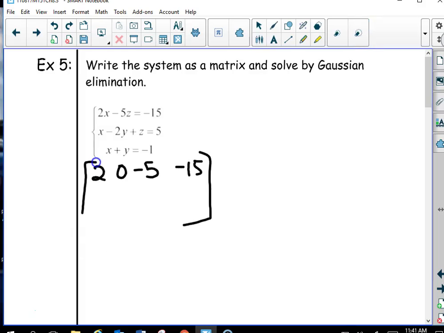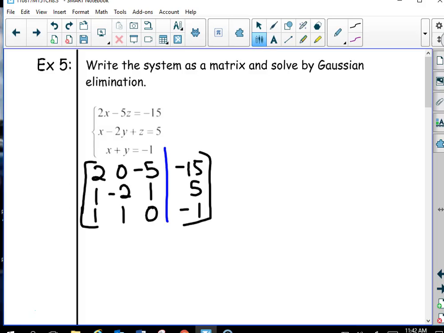And 1x minus 2y plus 1z equals 5. And then 1x plus 1y plus 0z equals negative 1. Okay, so I wanted to show a couple things. One is make sure you fill in those zeros.